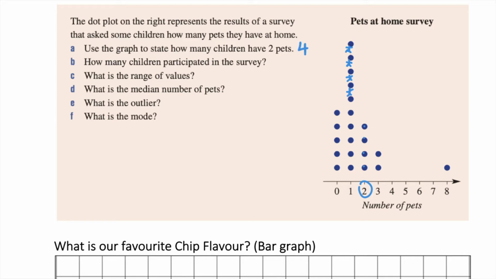How many children participated in the survey? Let's count. 1, 2, 3, 4, 5, 6, 7, 8, 9, 10, 11, 12, 13, 14, 15, 16, 17, 18, 19, 20, 21, 22.